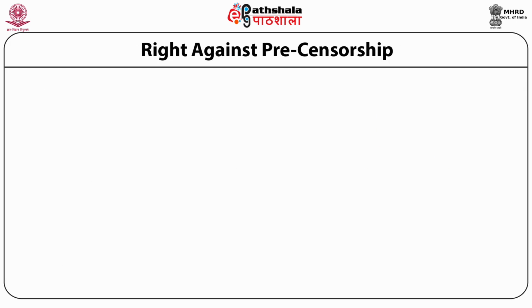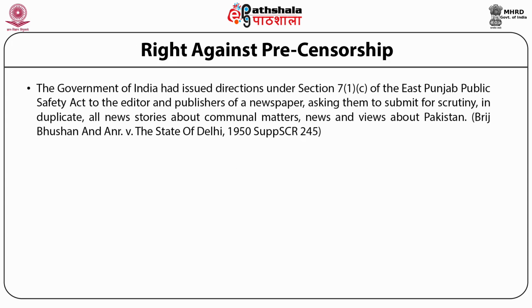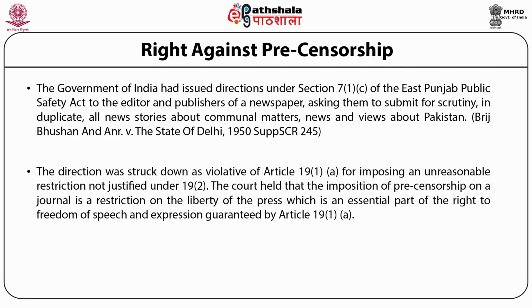Now, let's come to the right against pre-censorship. The Government of India had issued directions under Section 7, Clause 1C of the East Punjab Public Safety Act to the editor and publishers of a newspaper, asking them to submit for scrutiny in duplicate all news stories about communal matters, news and views about Pakistan. This was the case of Brij Bhushan and another versus the State of Delhi. This direction by the government was struck down as violative of Article 19(1)(a) for imposing an unreasonable restriction not justified under Article 19, Clause 2.